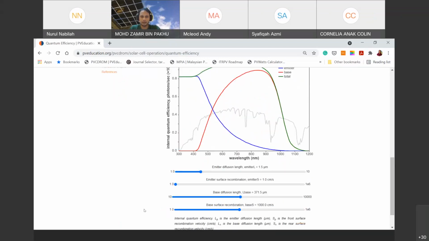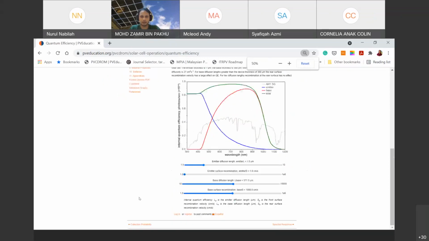You can also play with the base recombination velocity there. You can also see the effect. If you have a higher recombination velocity in the base, then the QE goes lower, in the red and in the green. Okay, so this is the thing that we discussed yesterday.